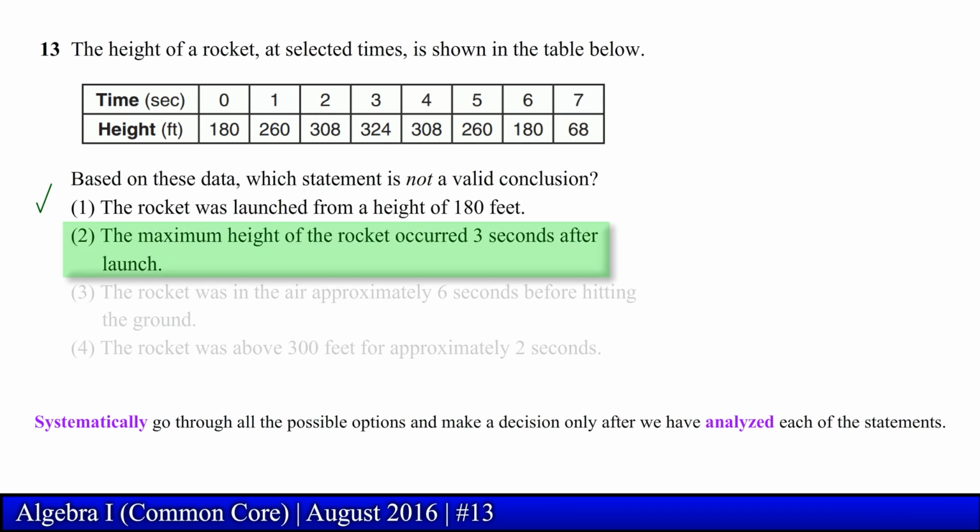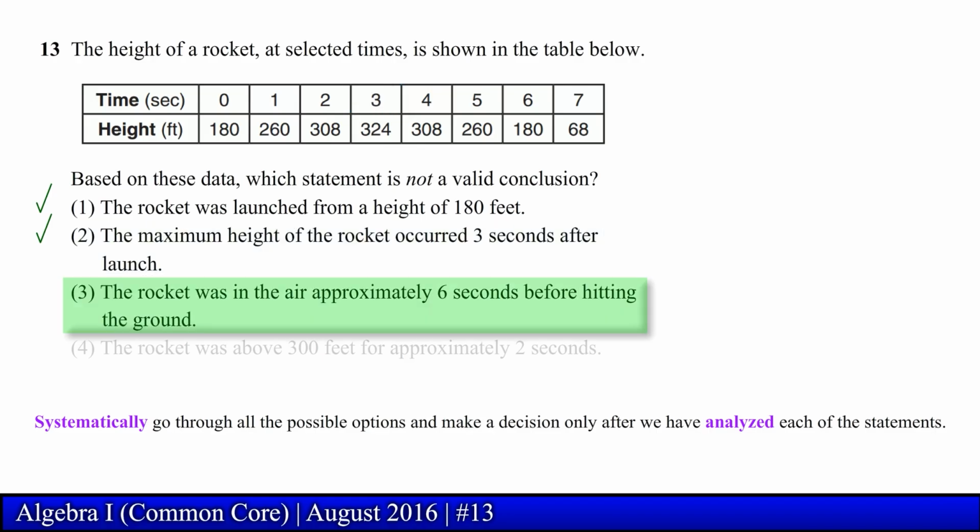Option 2 reads, the maximum height of the rocket occurred 3 seconds after launch. Taking a look at the data, we see that the maximum height was 324 feet, and it occurred 3 seconds after launch, so option 2 is a valid conclusion.